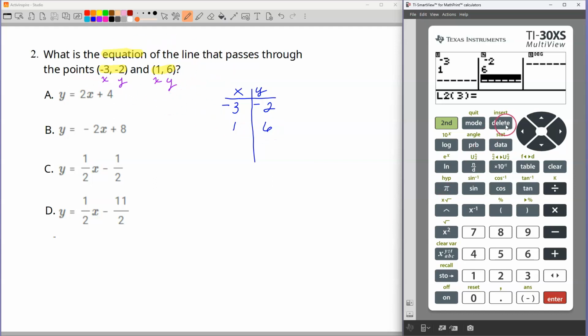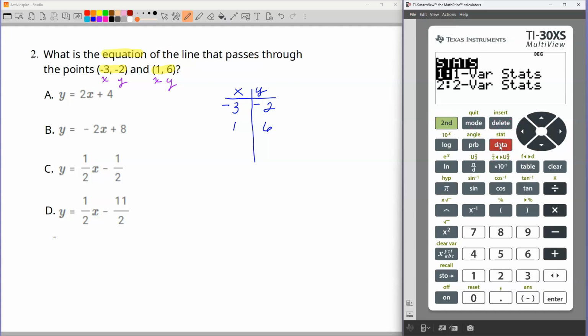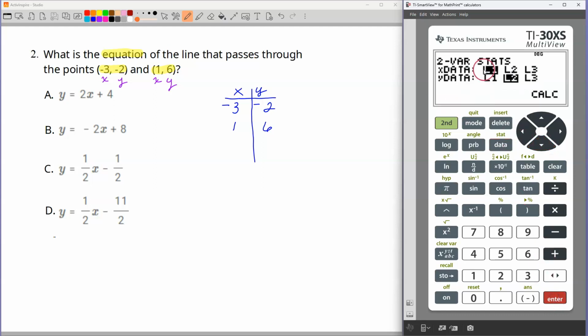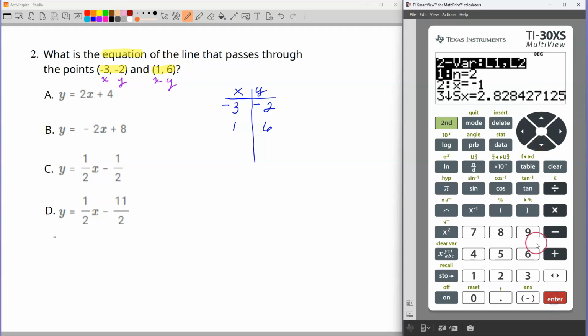And then the next step is you go to stat, so you hit second data. It's 2 variables because we have x and y, so we scroll down to 2, just like before. Hit enter. Keep this the same. Scroll down to calc. Calc's highlighted. Hit enter. And then scroll down until you find your A and B values. Really what you want here is your B value. This is the one you're looking for, so let's go.